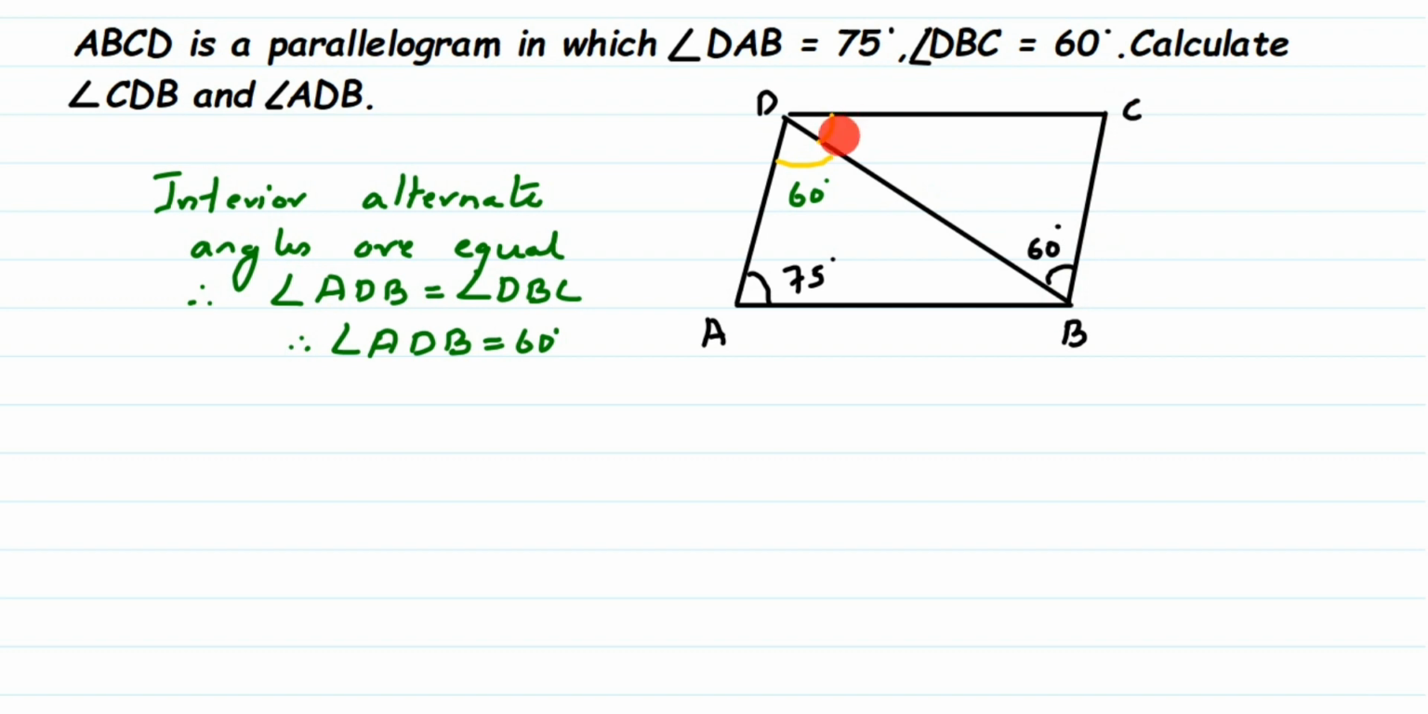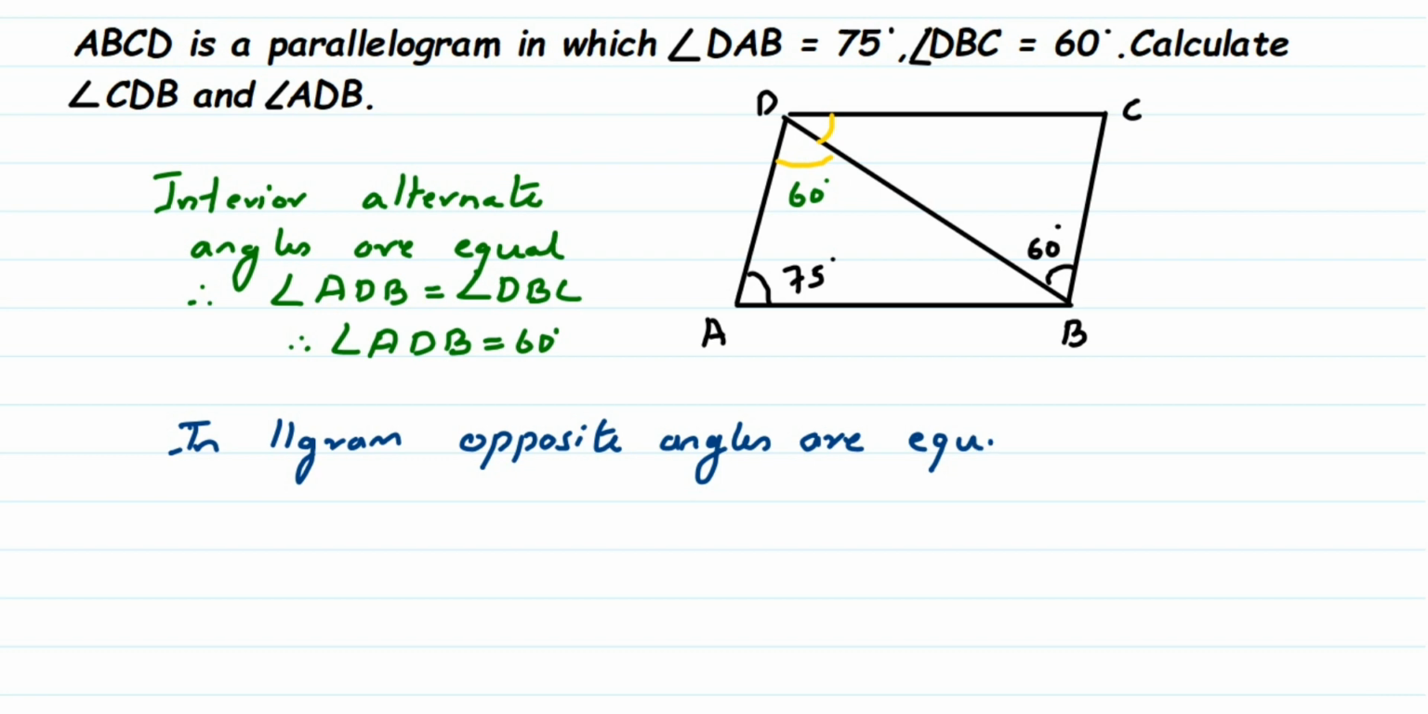So we know that in a parallelogram, opposite angles are equal. Now this is a short form of writing a parallelogram. Don't write this in your exams. I'm just explaining here. In a parallelogram, opposite angles are equal, which means angle A will be equal to angle C. And since angle A is equal to 75 degrees, angle C will also be equal to 75 degrees. So we got angle C, which is 75.